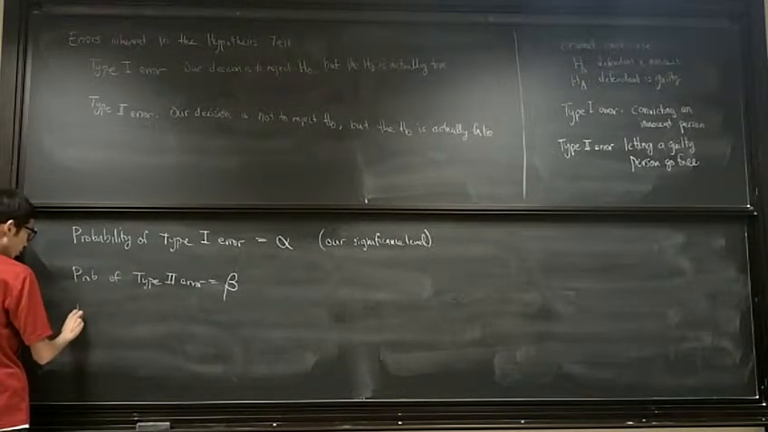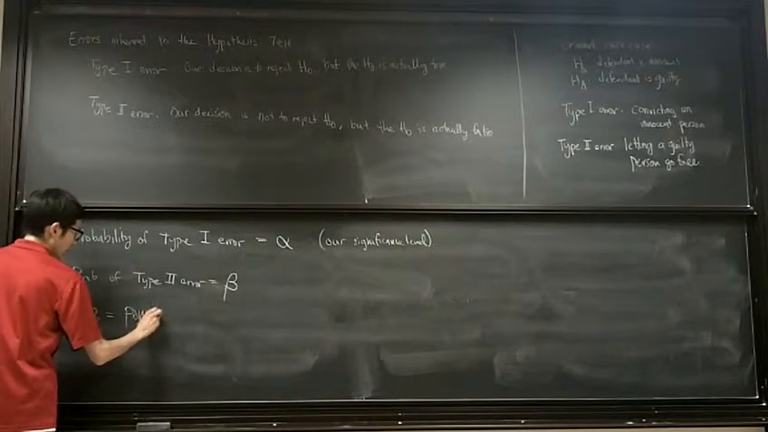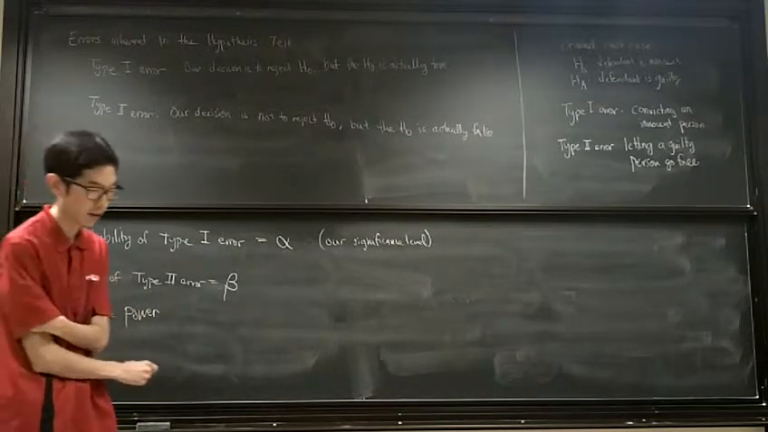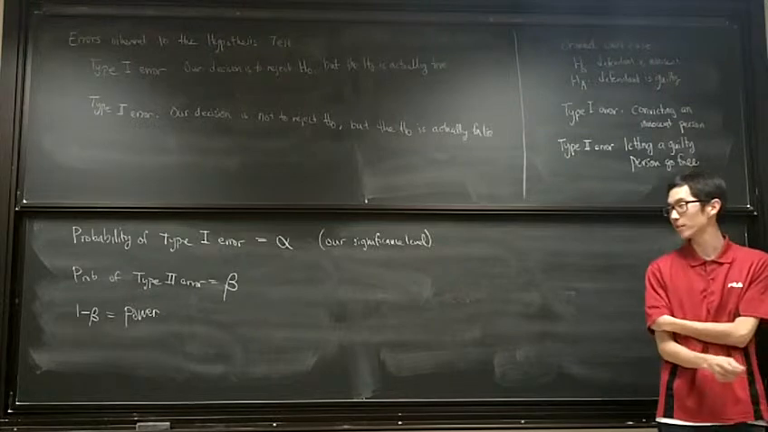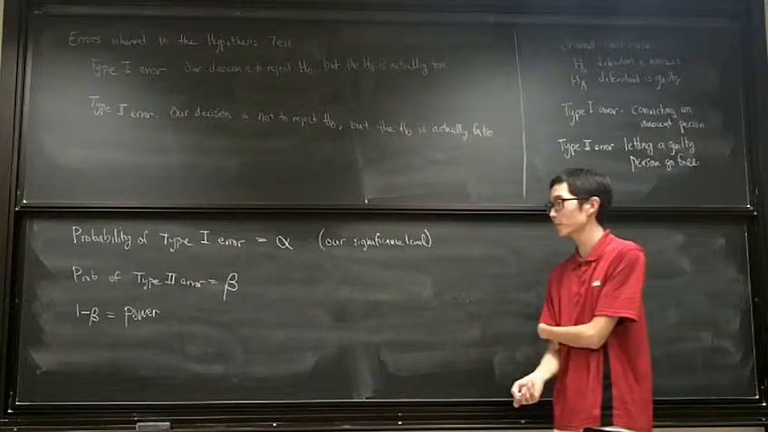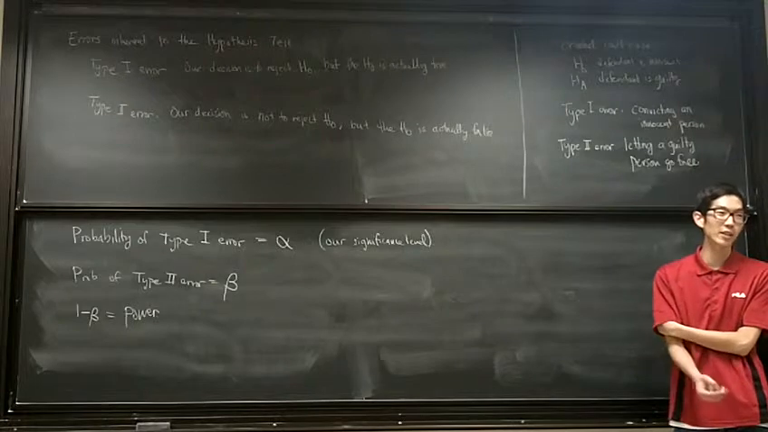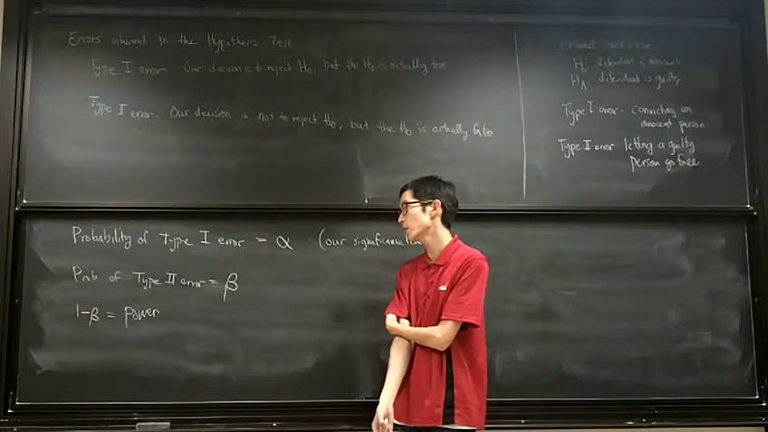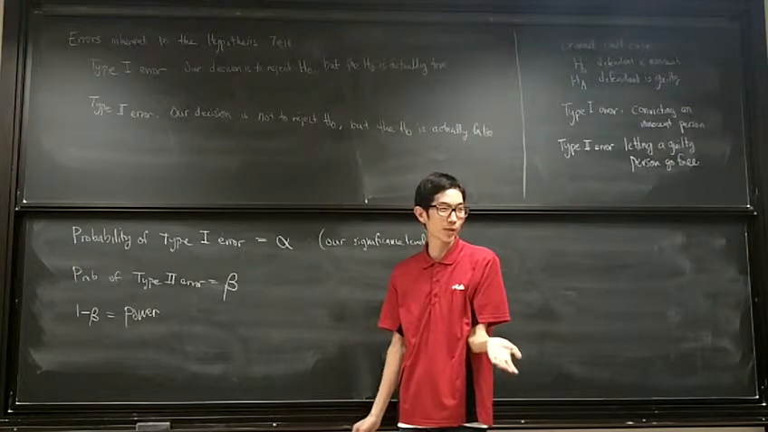then we have something called 1 minus beta. And this is known as the power, okay? So whenever I do 1 minus something, that's the probability of what? Starts with a C. The complement, okay? So 1 minus something, the complement is the event that it doesn't happen, okay? So beta is the probability of a type 2 error. So the complement of a type 2 error is not committing a type 2 error. Okay.